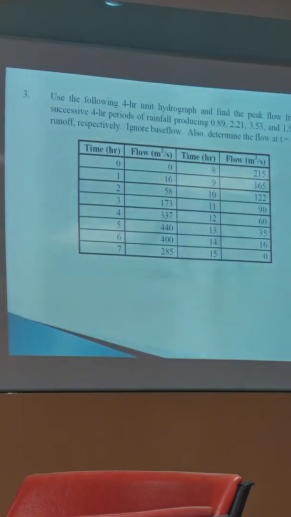Now guys, warning in the exam. Check this unit. Sometimes it's cm, sometimes it's mm, sometimes it's cm per hour, sometimes it's mm per hour. Sometimes this is given to you as effective rain, sometimes it's given to you as total rain. If it is total rain, for goodness sake, subtract the losses. We want effective rain.